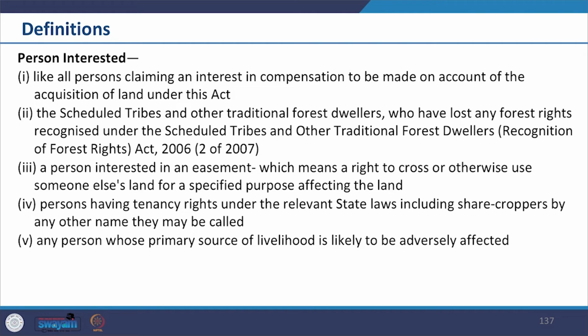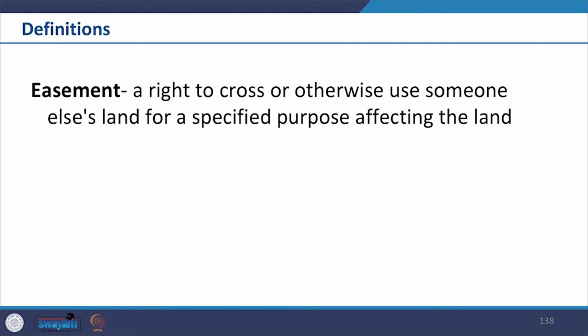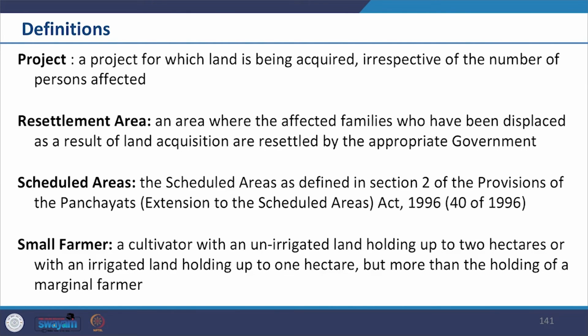We see persons having tenancy rights under the relevant state law, including sharecroppers by any other name. There might be different names in different states, so that may be included in this. Any person whose primary source of livelihood is likely to be adversely affected. So, what does the project mean? Project means that for which the land is being taken. Then the resettlement area means an area where the affected families who have been displaced as a result of land acquisition are resettled by the appropriate government.